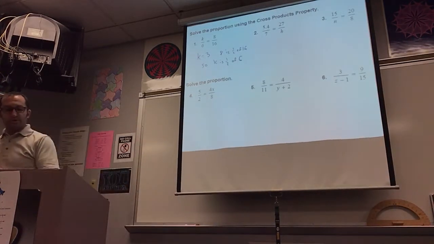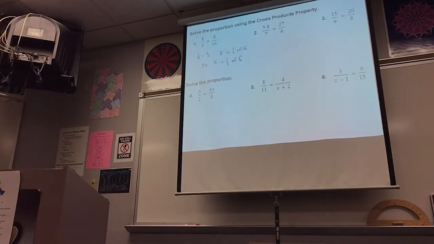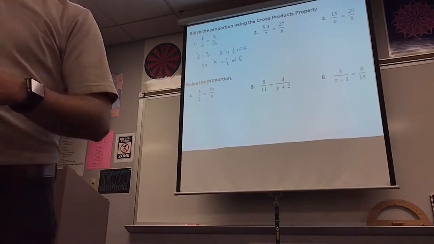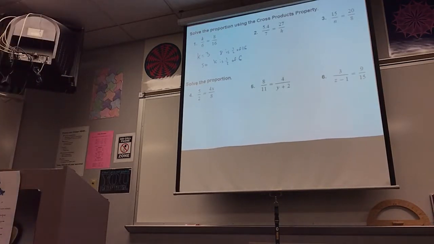I want you and your partners to do 2 and 3. Do 2 and 3 using cross products. Please use cross products on 2 and 3 because it's a little bit easier. Talk about the steps that you're doing. Go through them together, not independently. I'll give you about 3-4 minutes to do this.